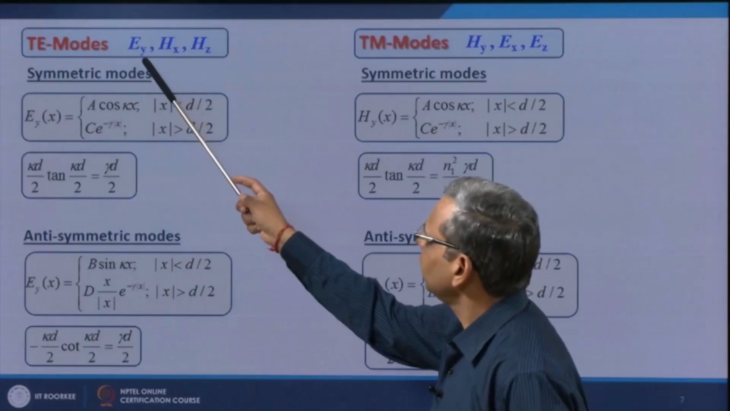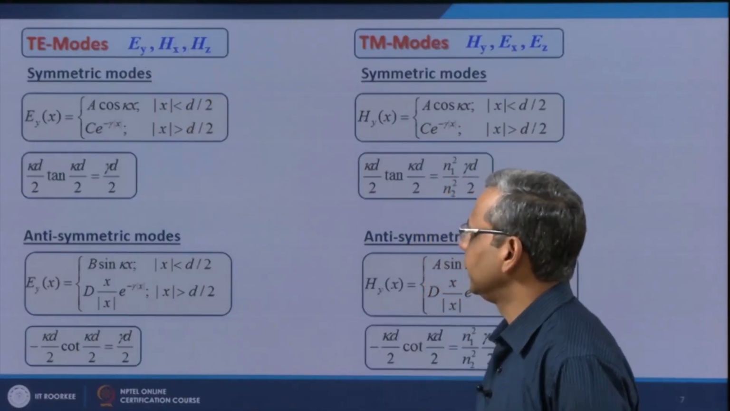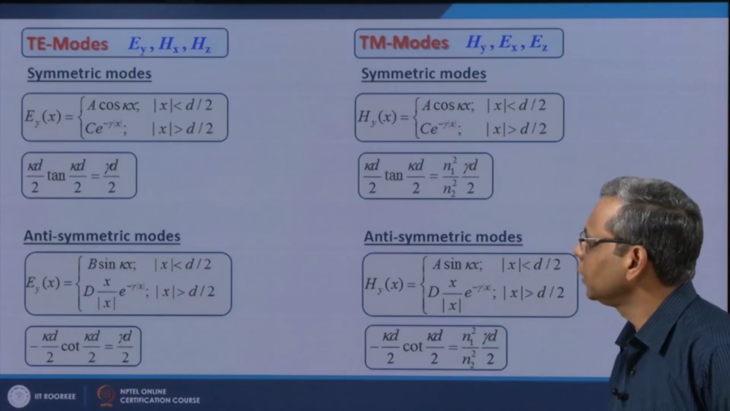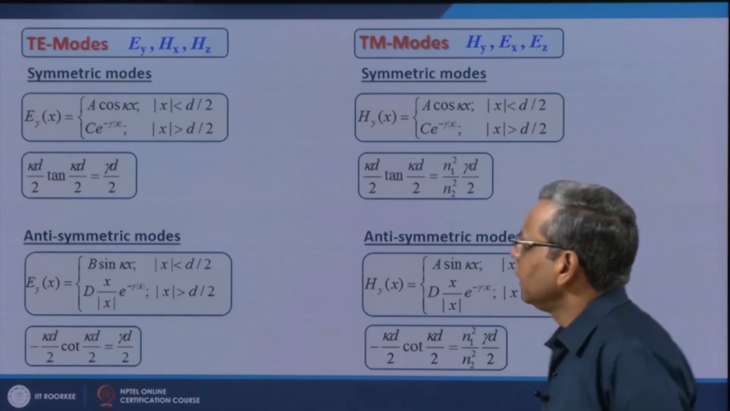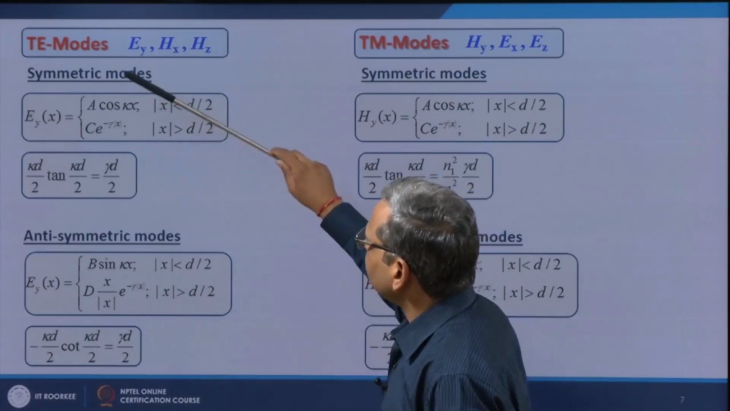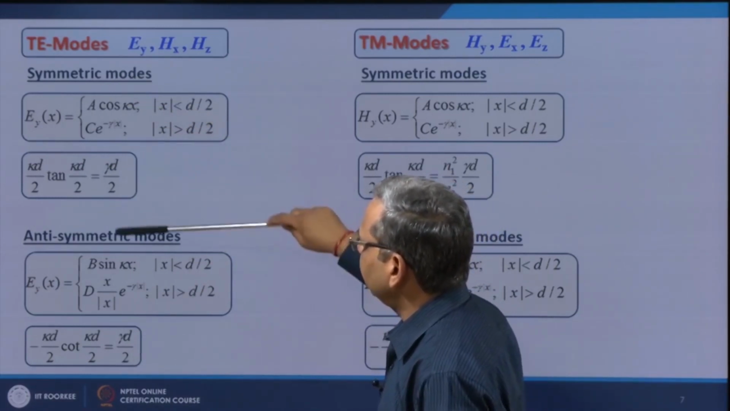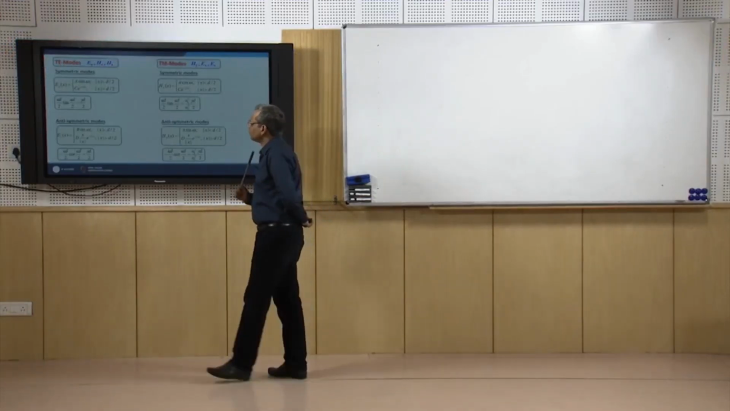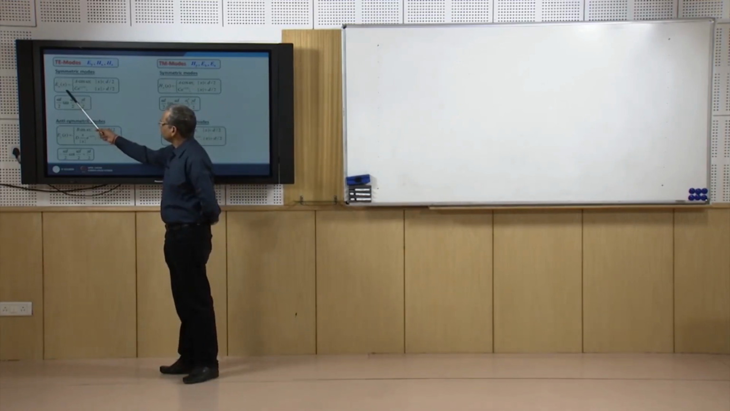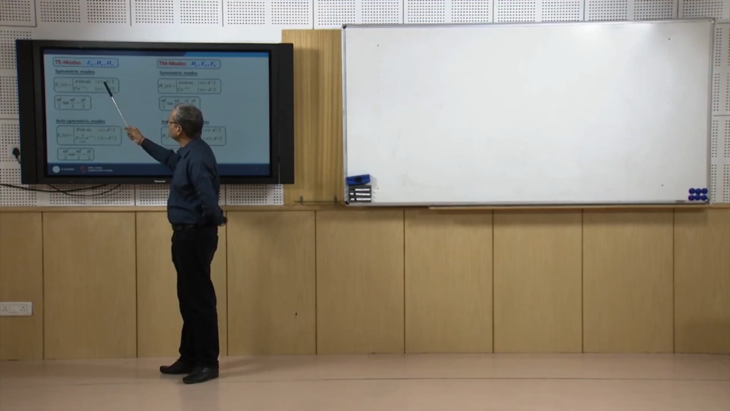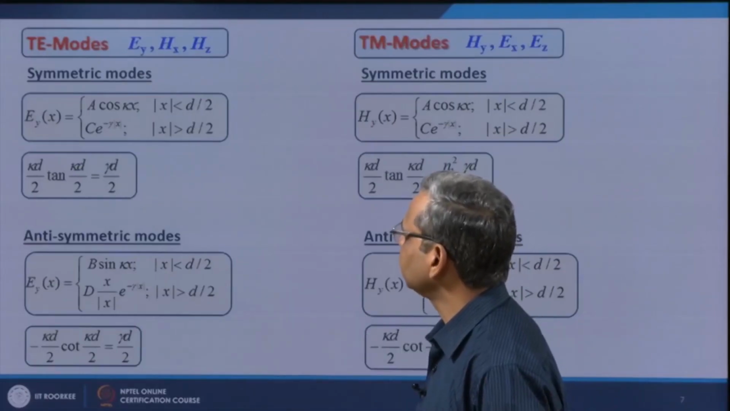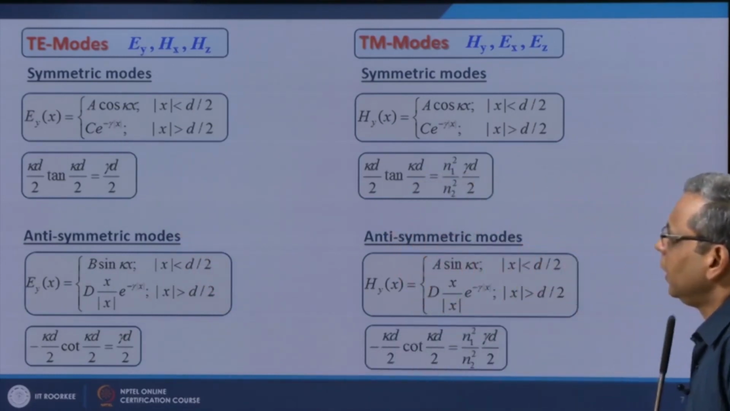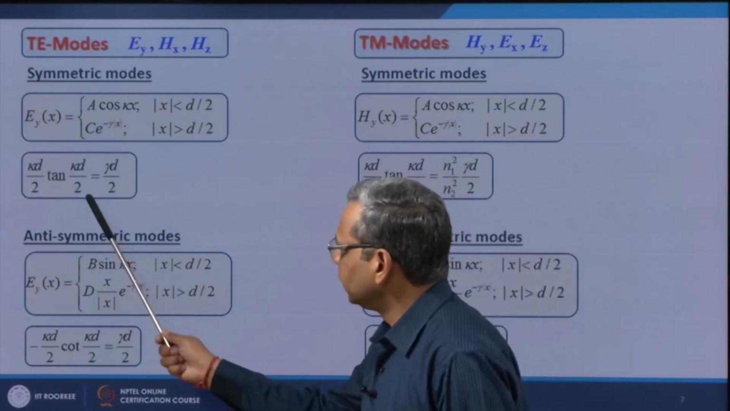For TE modes again I have non-vanishing components Ey, Hx and Hz, and if I solve the wave equation, the differential equation for Ey, then I find that I can further categorize these modes into symmetric and antisymmetric, because the structure is symmetric about x is equal to 0. For symmetric modes, the field profiles are given by Ey of x is equal to a cosine kappa x in the guiding film in the high index region, and it is exponentially decaying in the lower index surrounding. The values of beta satisfy this equation.